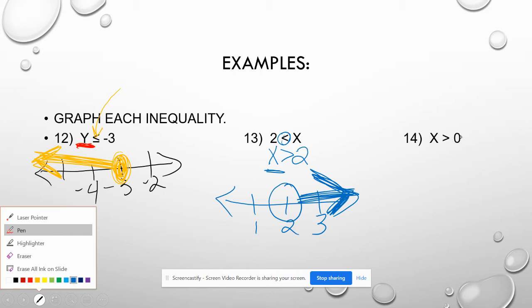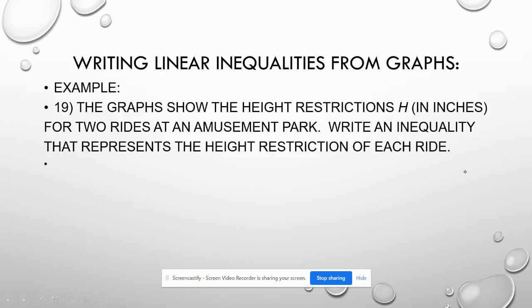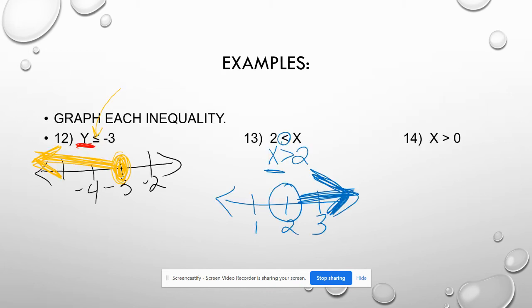Number 14, x is greater than 0. The x is on the left side, so I'm not worried about changing things around. Have our number line, -1, 0, 1. This is an open circle at 0 because our inequality is not equal to. And then we're shading over here towards positive infinity.